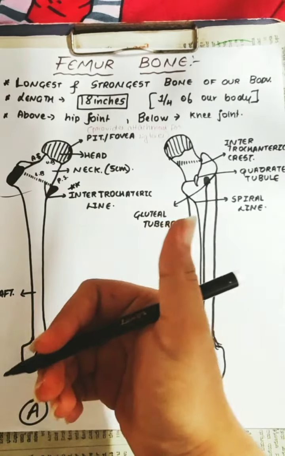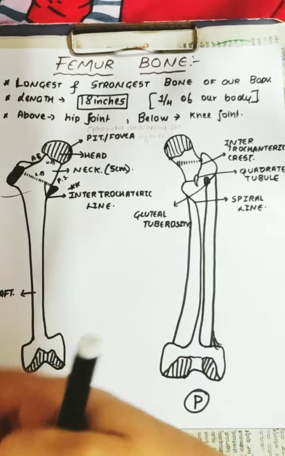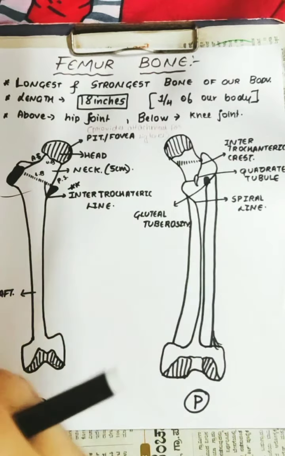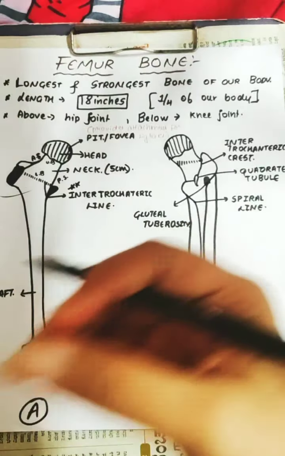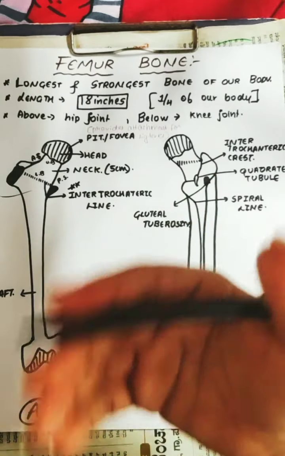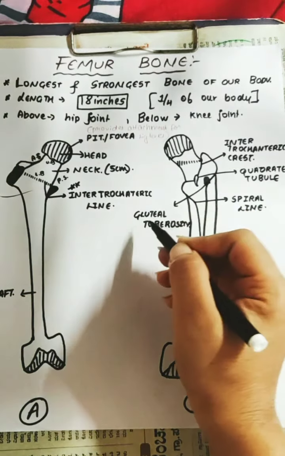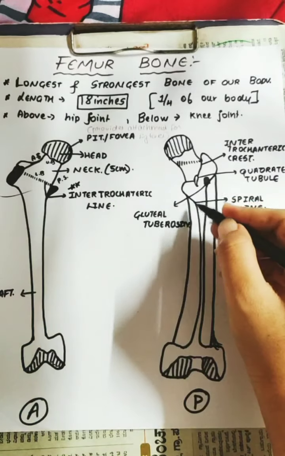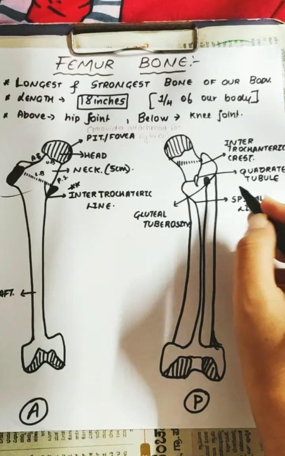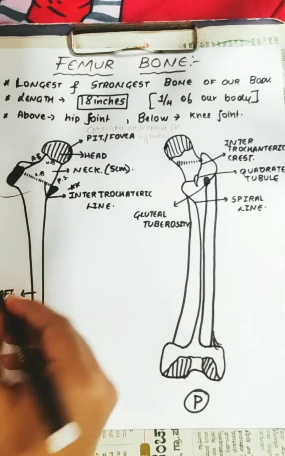The gluteus maximus muscle, gluteus minimus muscle, gluteus medius muscle. So we'll be studying all these muscles of the gluteal region in the upcoming videos, in the gluteal region chapter. So here you can see the gluteal tuberosity. You can see the spiral line also present here. After that, we'll study the shaft.